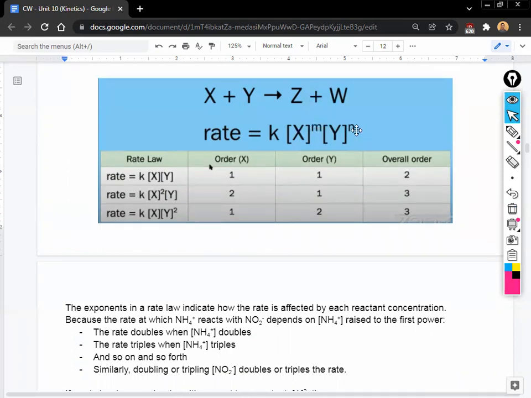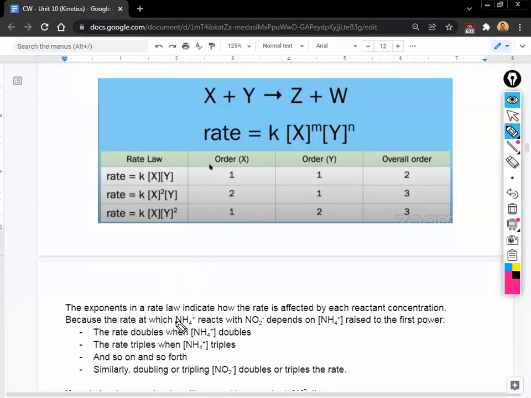The exponents m and n in a rate law indicate how the rate is affected by each reactant concentration, which makes sense, right? Because if m right here is, I don't know, like 2, that means you're going to be squaring whatever the concentration is in the middle. So the higher the exponent value, the more the reaction rate is going to change depending on that reactant. Basically, the bigger the exponent, the more power that reactant has over the reaction rate. Okay, so that's the first part.